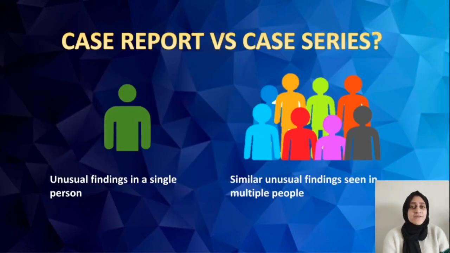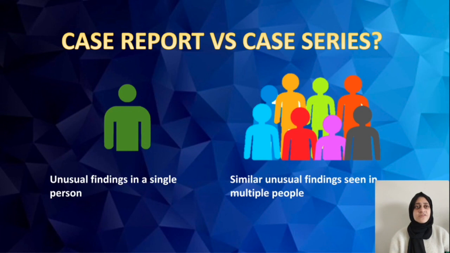Now there's another term that's called case series. Not to confuse it, a case report, as the diagram shows, has to do with an unusual finding in a single person. But a case series has to do with unusual findings in multiple people, a small group of people, for instance 2 to 10 people showing similar indications of a disease which has not been reported previously.